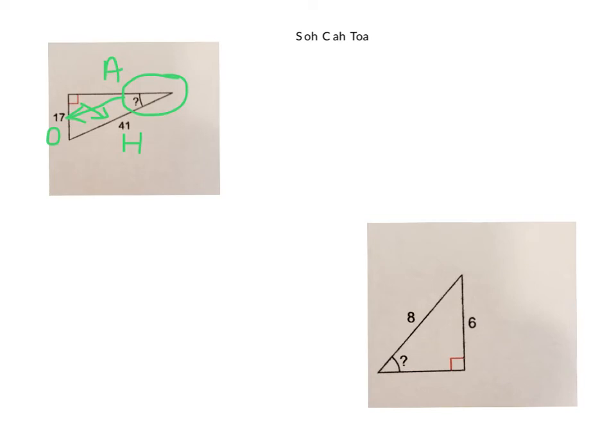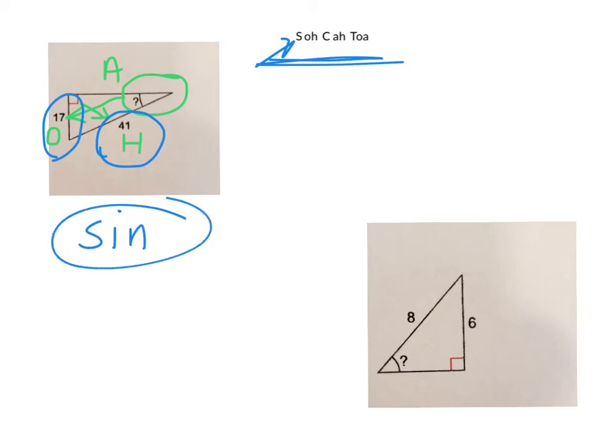When I look at the sides that were given to us before I started writing all over it, I have an H and I have an O. If I go to SOHCAHTOA, which one has O and H or H and O? That will be our sine. So for this one here, if we were going to set up the problem, which would be the next step to solve it, we would use the sine ratio.